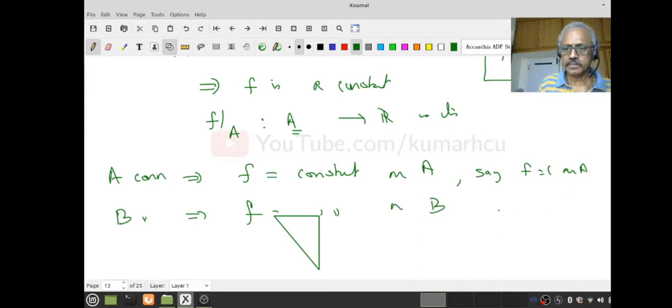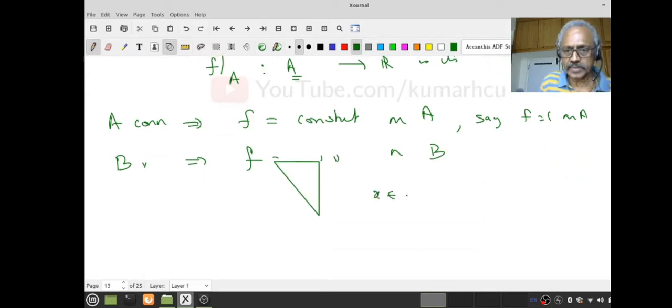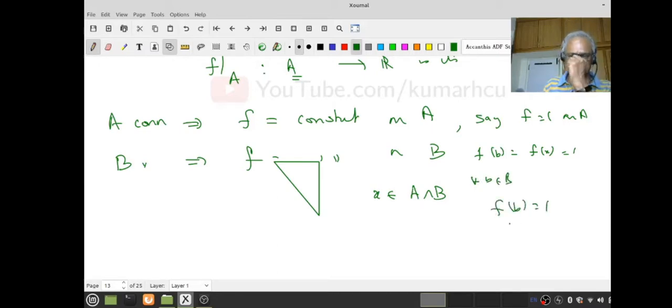F must be 1 on A, and there is an X which is common to A intersection B. Therefore, for any b in B, F of b must be equal to F of x, since it's a constant. So fix one point, namely x in B, which is also in A. But what is F of x? Since x is in A, F of x is 1. Therefore, what have I proved? For every b in B, F of b is 1. That means F is constant 1 on A, constant 1 on B, therefore it's constant 1 on A union B. Have you understood?